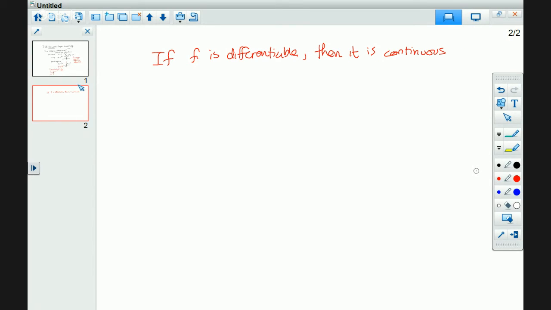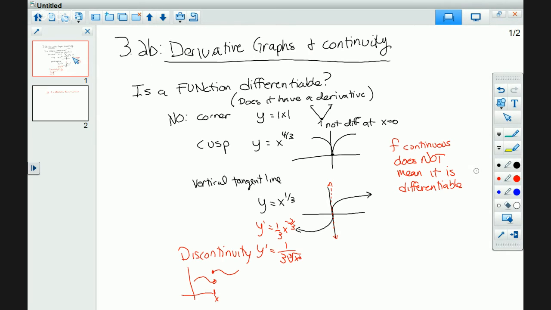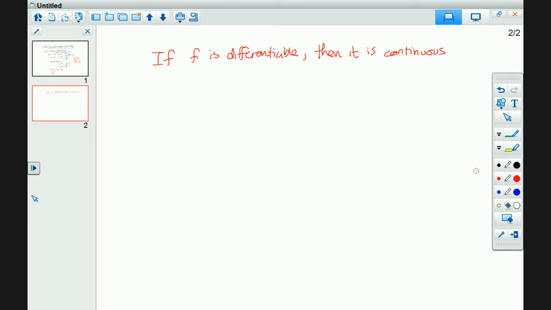Okay. So keep that in mind. If f is differentiable, it's continuous. And if it's not continuous, it's not differentiable. Right. So you have your 4 items that lead to not differentiable: corner, cusp, vertical tangent, discontinuities. If I have a derivative, it does work the other direction for continuity.